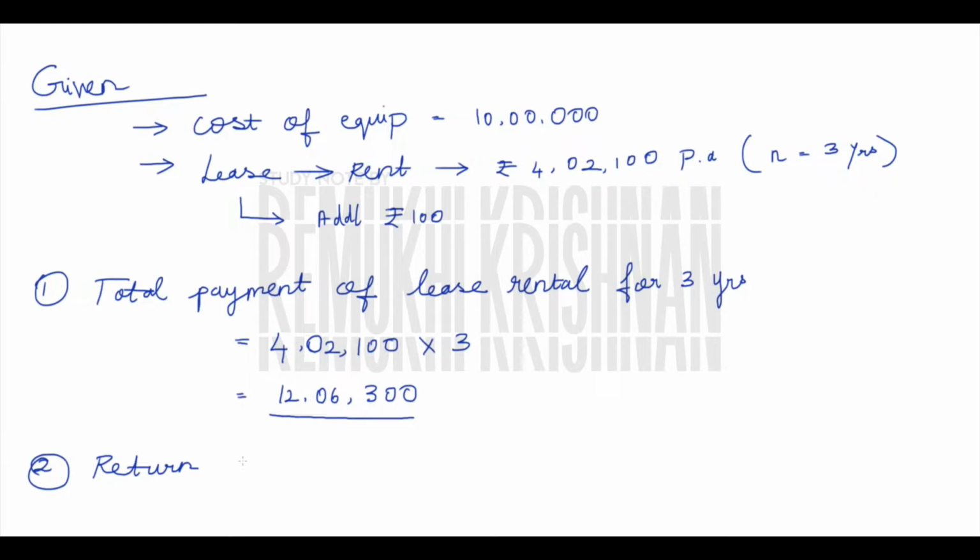By leasing this equipment, the lessor is getting a return. So what is the return? The return on investment is equal to 12 lakh 6,300 minus 10 lakh, which comes to be 2 lakh 6,300. This is a very simple sum. So this is how the lease rent is providing return to the lessor.